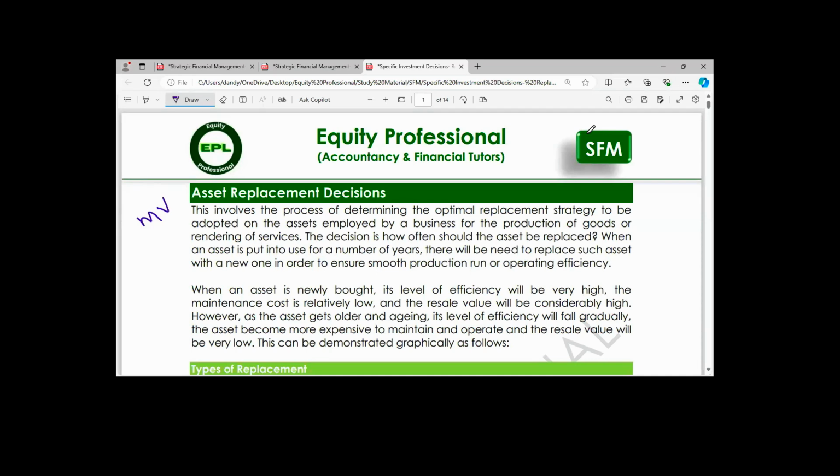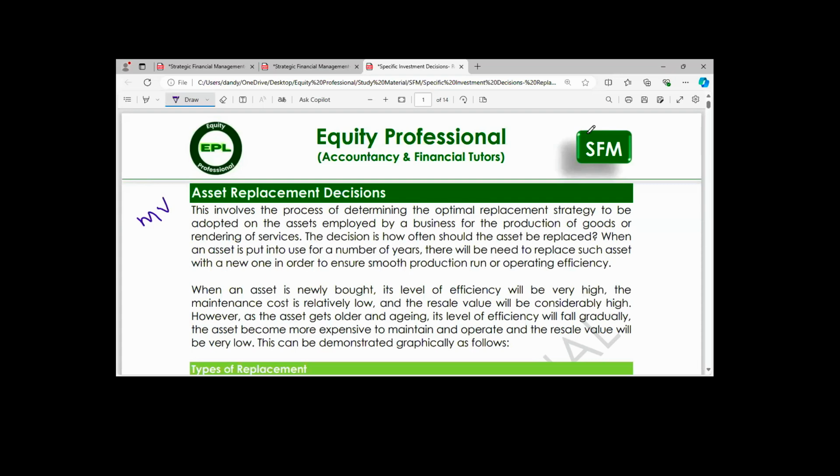This is because when an asset is newly bought, its working condition, its operating efficiency, as well as the resale value will be considerably high, while the maintenance cost will be relatively low. However, as replacement is deferred into the future, the asset may become problematic to maintain. That is, the maintenance cost will be very high, while the operating efficiency and the resale value will drop significantly due to regular usage of that asset.